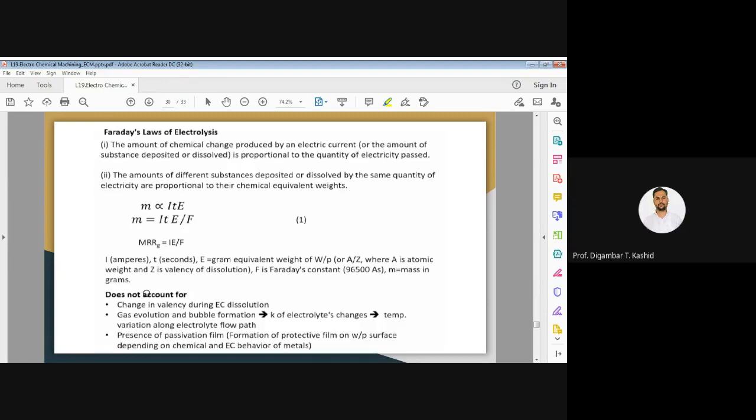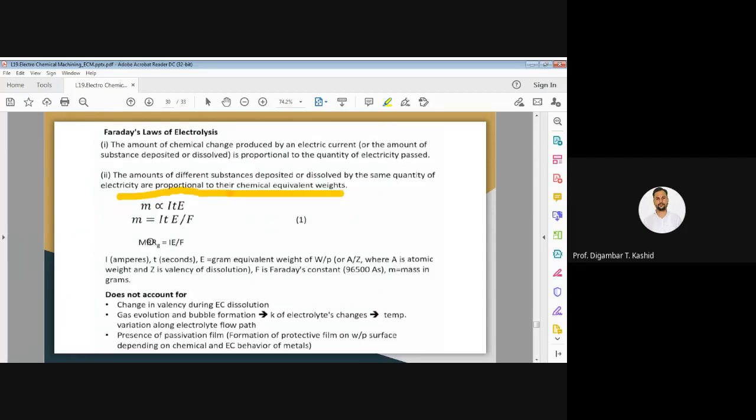The amount of chemical change produced into the workpiece surface by the electric current, or the amount of substance deposited or dissolved. Faraday's law states that the amount of chemical change produced by the electric current, or the amount of substance deposited or dissolved, is proportional to the quantity of electrical supply. Another statement is that the amounts of different substances deposited or dissolved by the same quantity of electricity are proportional to their chemical equivalent weights.